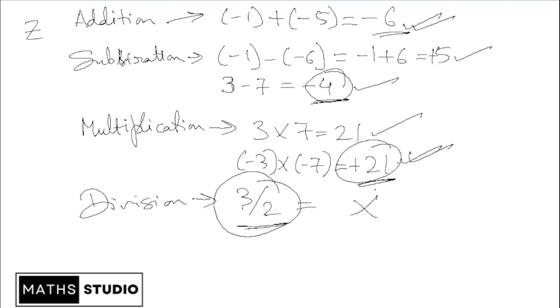Okay. Regarding this closure property, we are going to study it in class 8 also on rational numbers. Okay, that is also chapter 1 in class 8. So the first property we have studied for integers over the 4 operators.